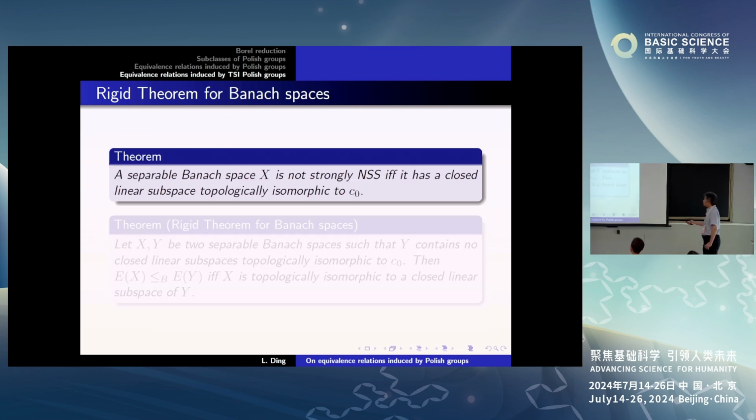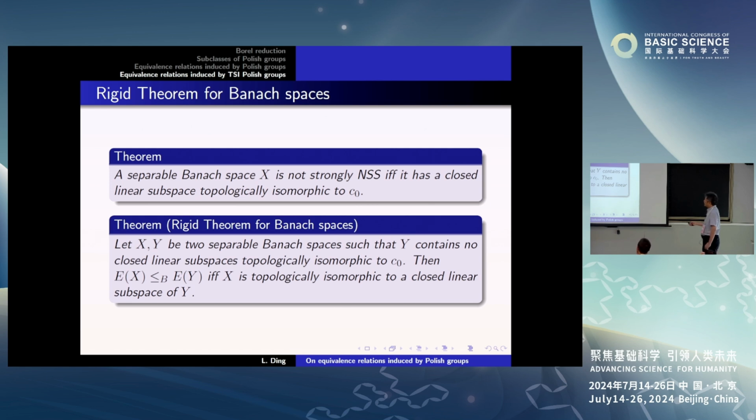Okay, we also use the main theorem on Banach spaces. For separable Banach spaces, strongly NSS is a very simple condition. X is not strongly NSS if and only if it has a closed linear subspace topologically isomorphic to c0. So c0 is the typical not strongly NSS space.